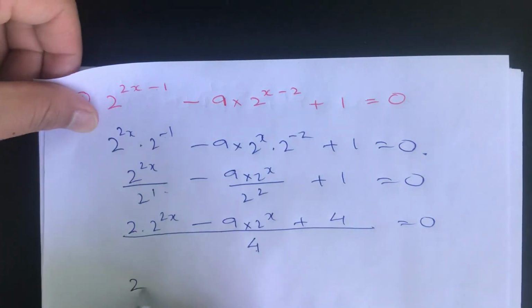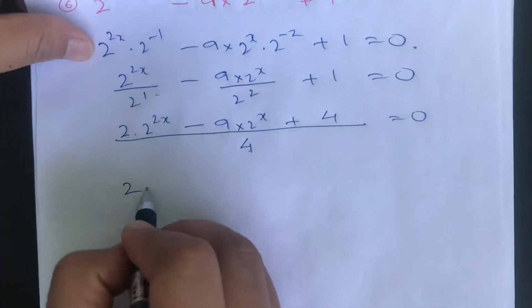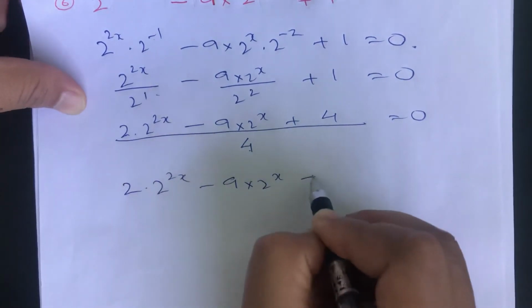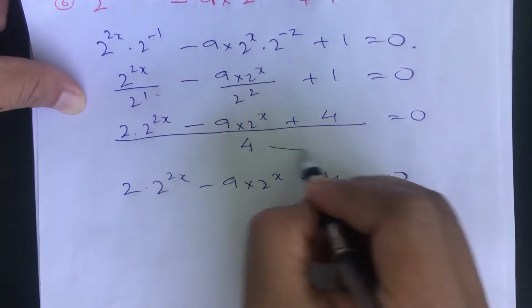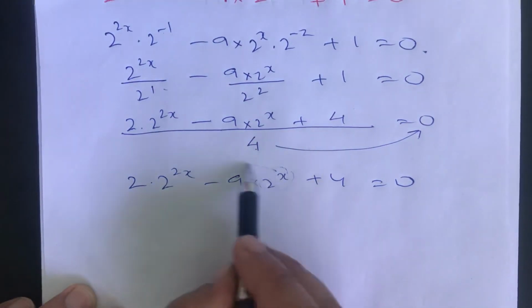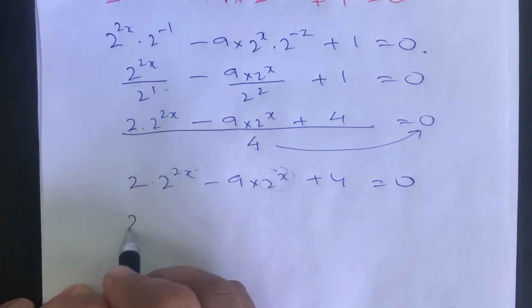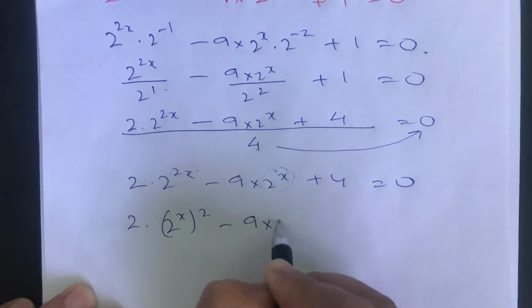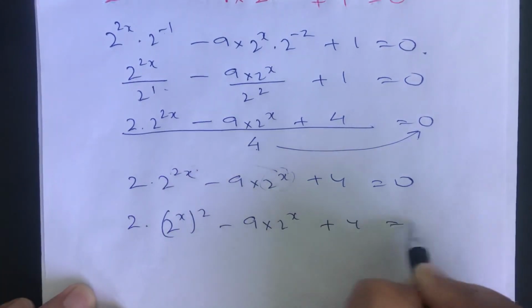So this I can write as 2·2x minus 9 into 2x plus 4 is equal to 0. This will go cross multiply, 4 0 0. Now if you look over here, the power is x, power is 2x double, so I can write it as (2x)² minus 9 into 2x plus 4 is equal to 0.